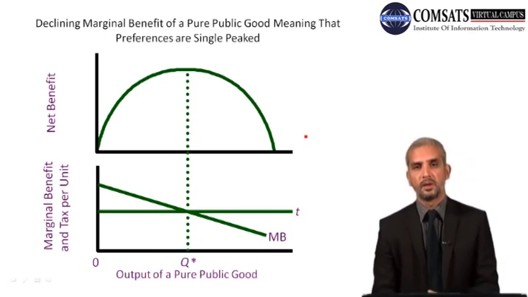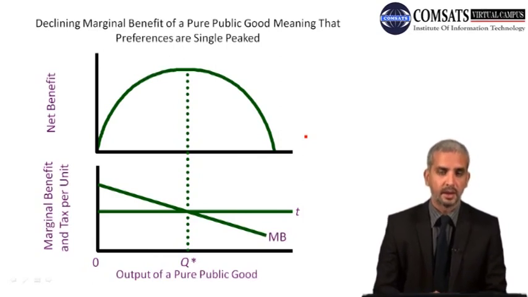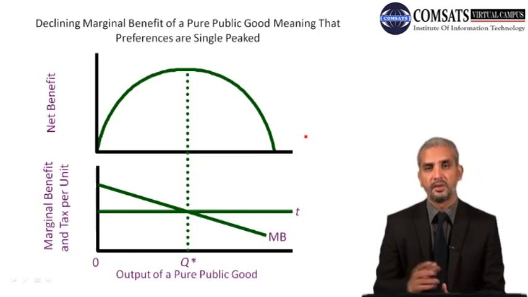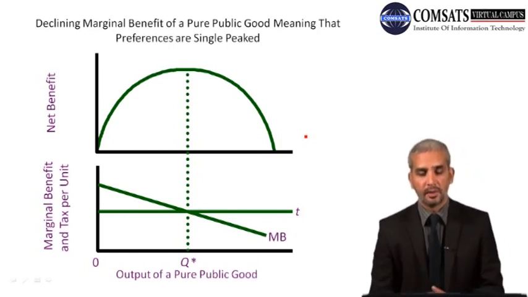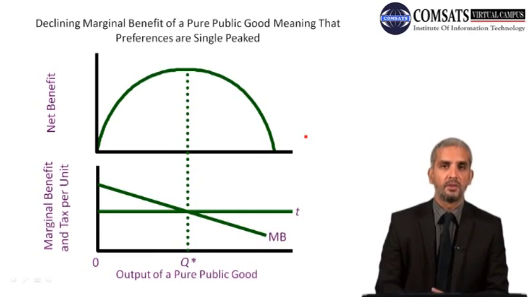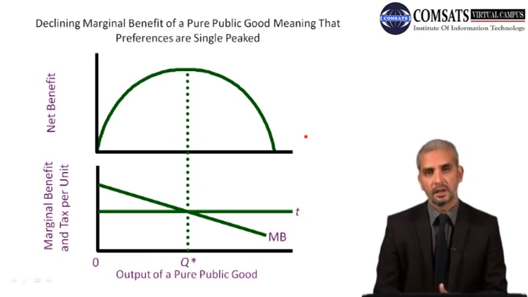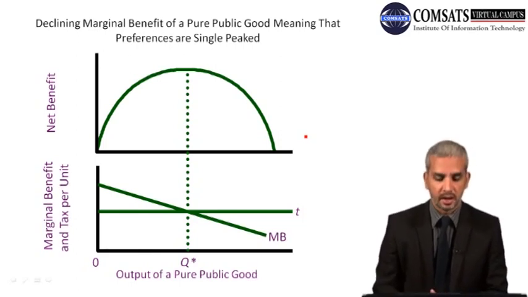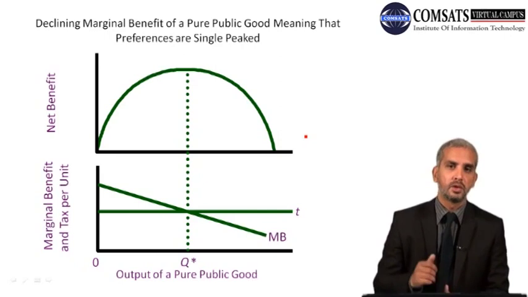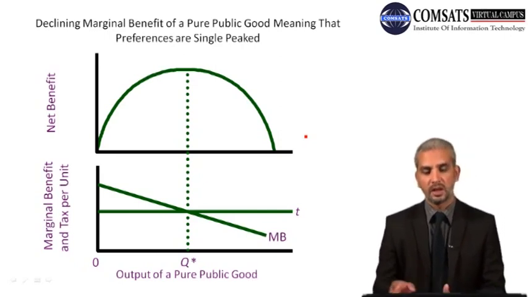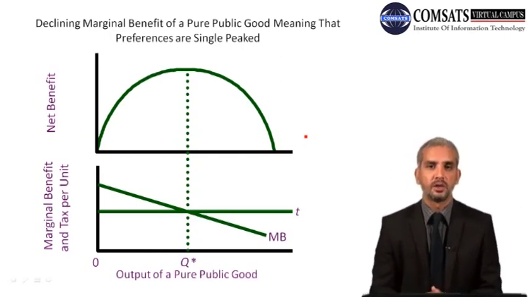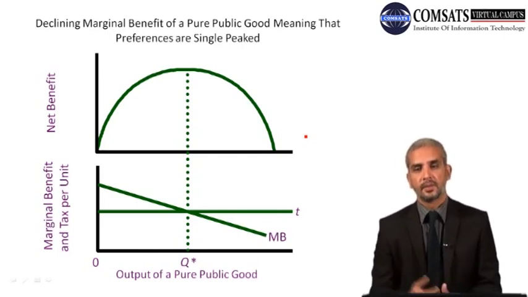That would be the optimal amount, because before that point, the marginal benefit is greater than marginal cost, which is represented by T over here, which we have discussed time and again, that when marginal benefit is greater than marginal cost, it would be better to increase the quantity of the public good, and when marginal cost is greater than marginal benefit, it would be better to reduce the quantity of that public good. So the same scenario is taking place over here in this graph, and the top panel shows the net benefit. Net benefit is the marginal benefit minus marginal cost.